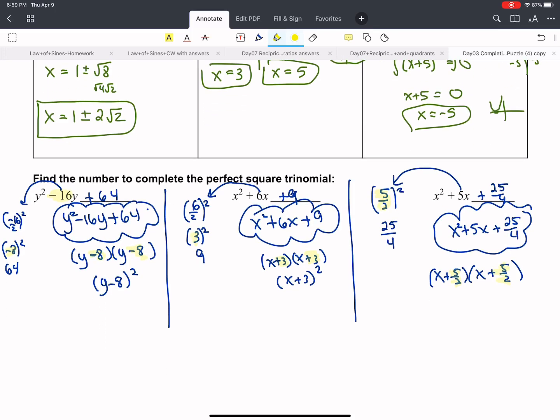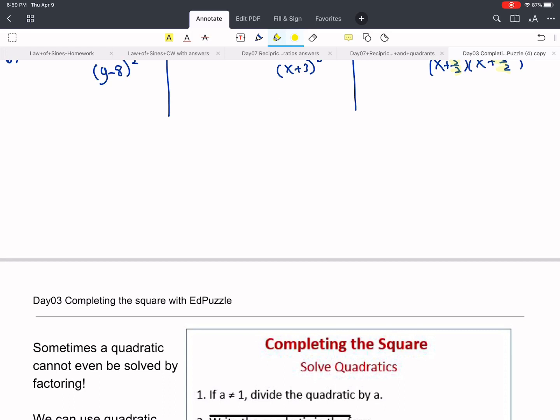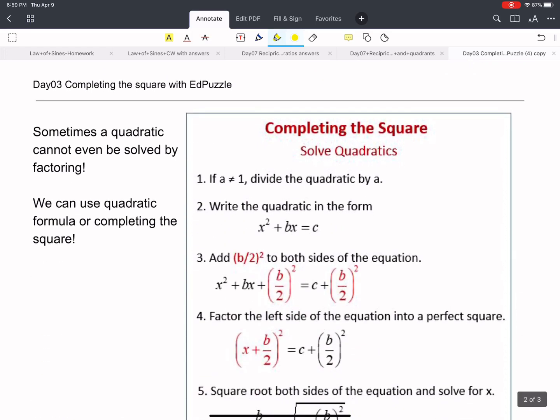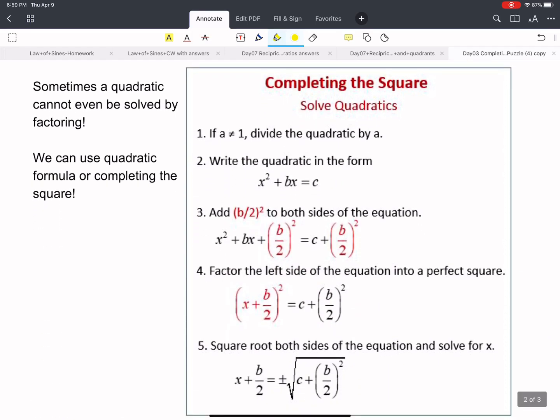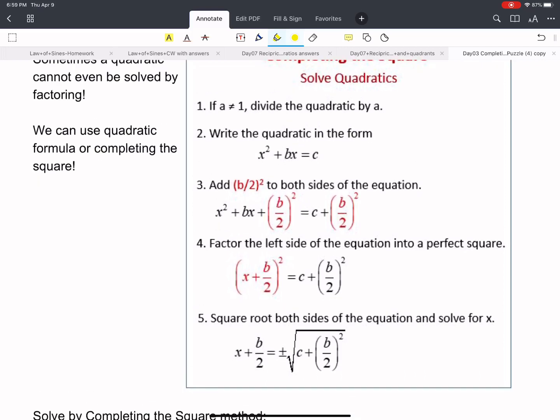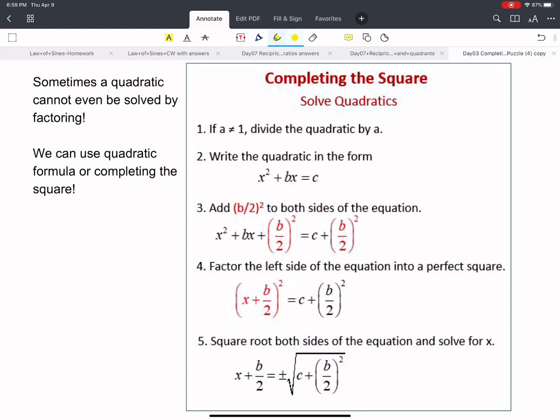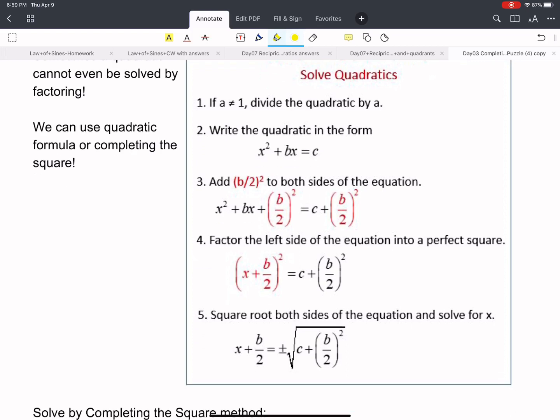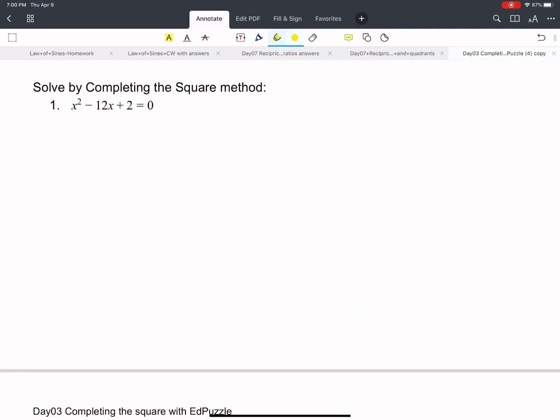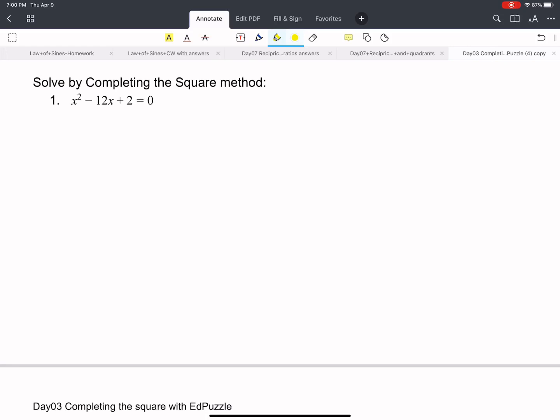So our ultimate goal for today is that you will be able to complete the square. This is sort of like a formula, I guess, of steps to do it. If you want to try, you can look at this, take a picture of it, save it, and follow it. But other than that, let's get started. I'll show you how this works. I'll take you step by step.